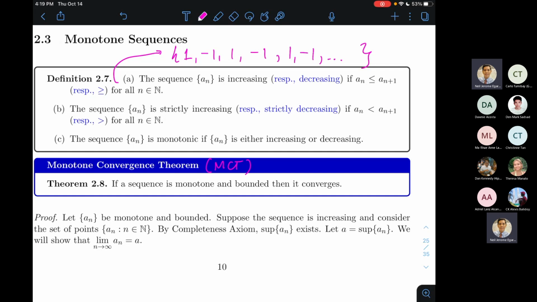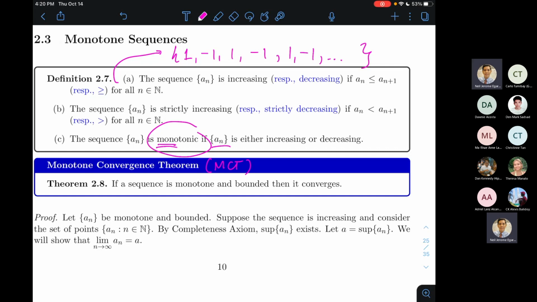And the generic term for those sequences are monotonic sequences. Or we say they are monotonic if either the sequence a sub n is increasing or decreasing. Okay? Ibig sabihin nung kaya mono siya, isa lang yung behavior niya. Either increasing lang siya palagi or decreasing lang siya palagi. Kaya monotonic yung pangalan.